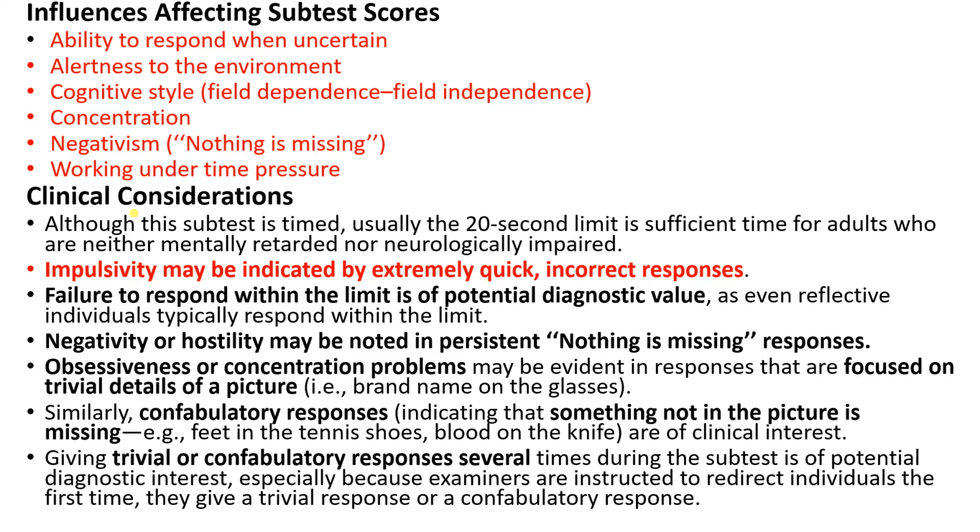Remember that the time is very limited, 20 seconds, but it has been noted that this 20-second time is sufficient for adults who do not have any mental retardation or neurological impairment. Like all other subtests, impulsivity may be present on this test, and that will be reflected in extremely quick and incorrect responses. Failure to respond within the limit is of potential diagnostic value.